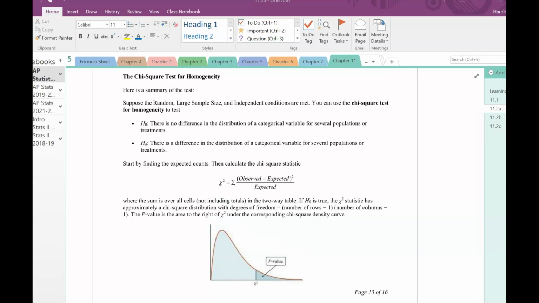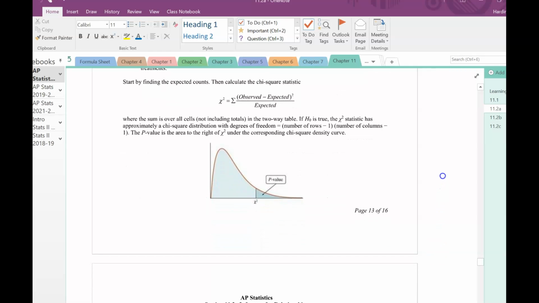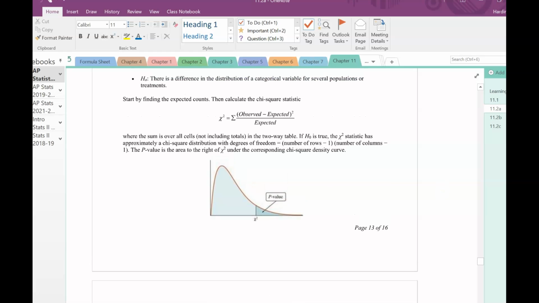We started with writing our hypotheses. First, the null hypothesis is that there is no difference in the distribution of a categorical variable for several populations, and the alternate is that there is a difference in the distribution of the variable for several populations. The next thing that we did is we went through and we found the expected counts for each cell. And remember how we found the expected counts. We did row total times column total divided by table total to get the expected count for any one cell. And then summing up all of these calculations will give you the test statistic.